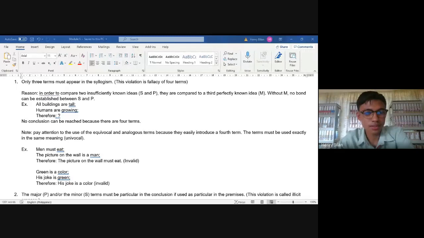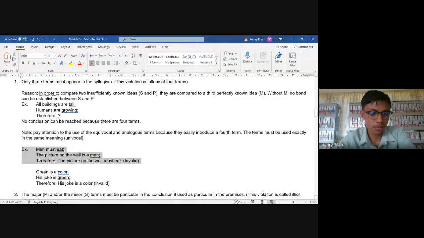Again, obviously, based on our conclusion, this syllogism is valid because a picture on a wall cannot eat. Di naman pwedeng kakain ng isang larawan. But what makes it invalid? So, yun na yung mahalaga. So, we have to identify. So, we have to analyze our syllogism.